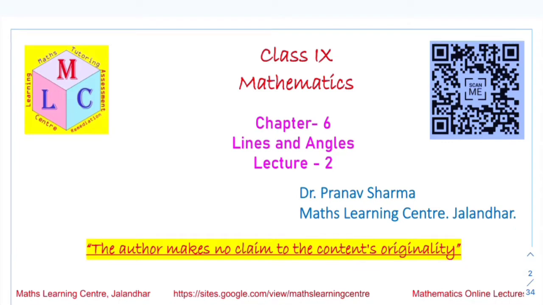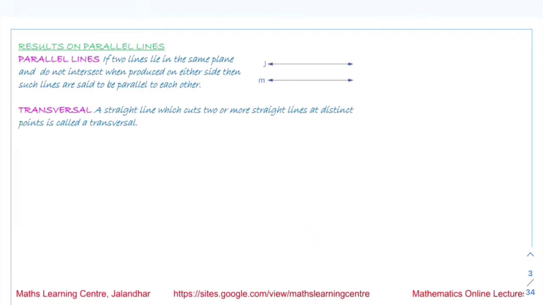We are going to start lecture 2 of chapter 6, class 9 mathematics, lines and angles. The first definition we have is parallel lines. If two lines are given to us and they lie on the same plane and do not intersect when produced on either side, then the lines are said to be parallel to each other. This is represented here.